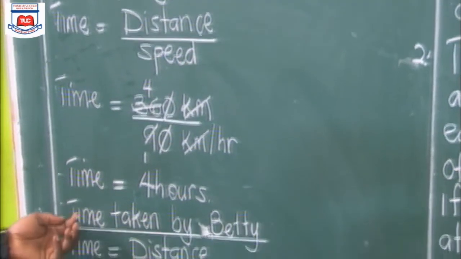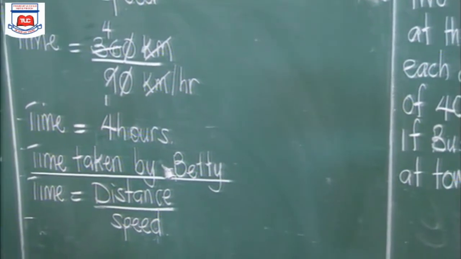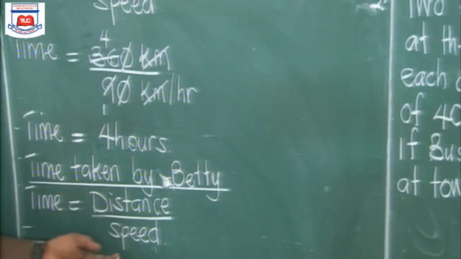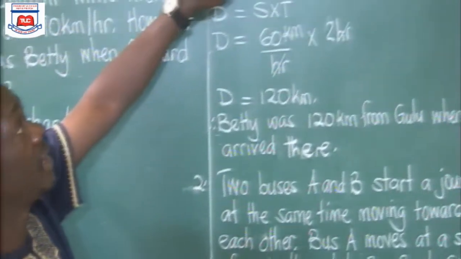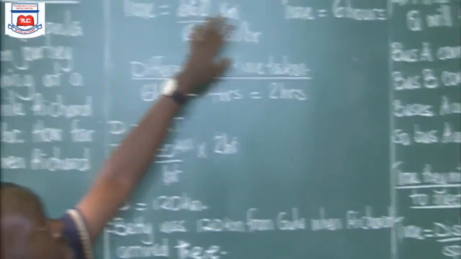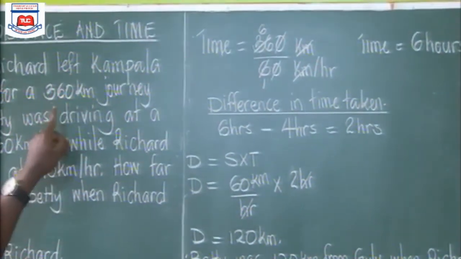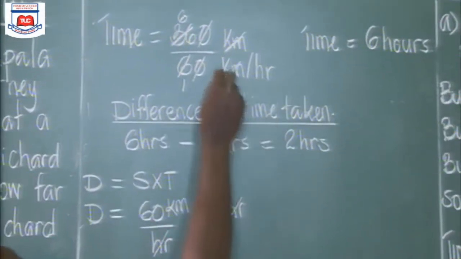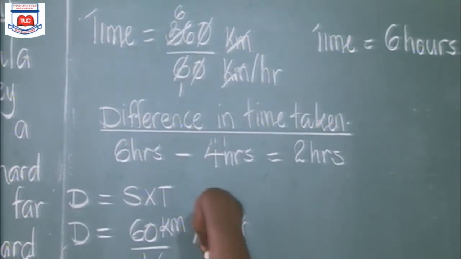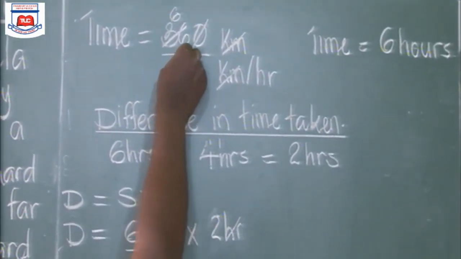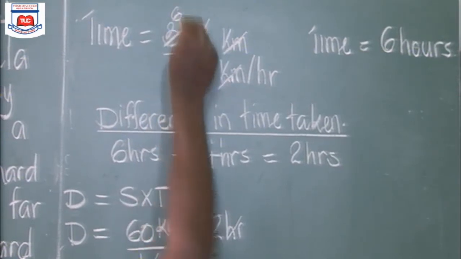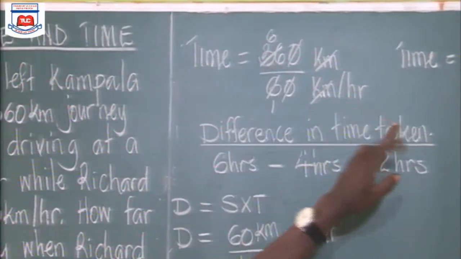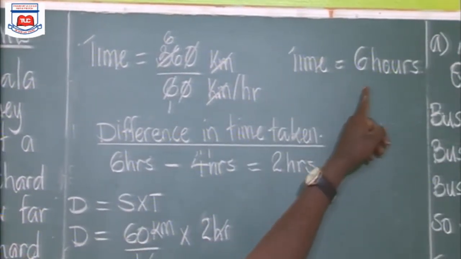Then you resort to working out the time taken by Betty, in the same way that time is equal to distance divided by speed. Continue and say time equals the whole 360 kilometers divided by Betty's speed, which is 60 kilometers per hour. Still cancel off the hour, and then by 10 by 10, and then divide by 6. 6 divided by 6 is 1, and 36 divided by 6 is 6 hours. So Betty will cover the entire journey in 6 hours.